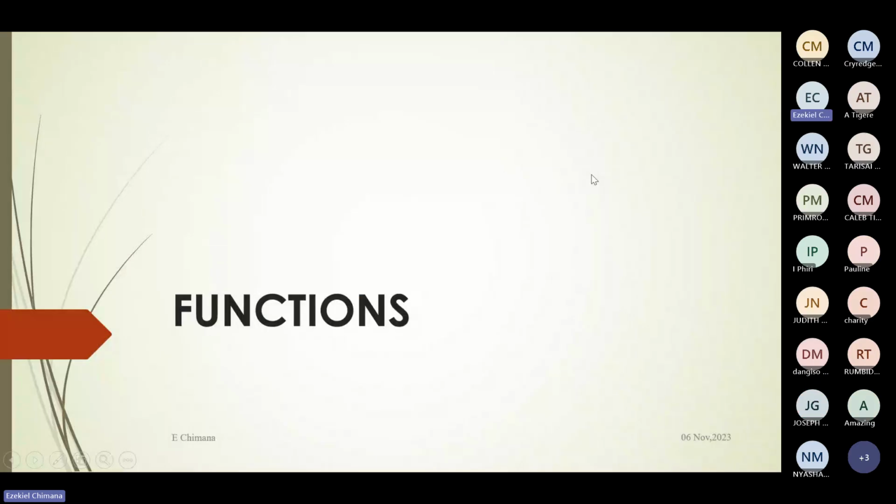I'm sure we can quickly adapt. We're talking of relations, and I'm sure we can quickly adapt to functions. Why? Because functions are also part of relations. You cannot talk of a function without a relation. So a function is almost a subset of a relation. We started from the Cartesian product on the sets, and we've said a relation is a subset of a Cartesian product, and now a function is almost like a subset of a relation.